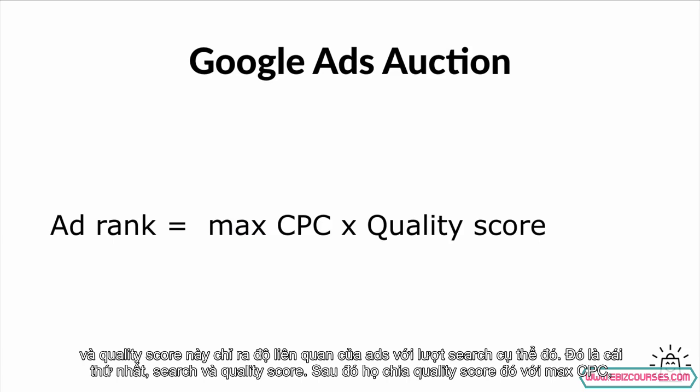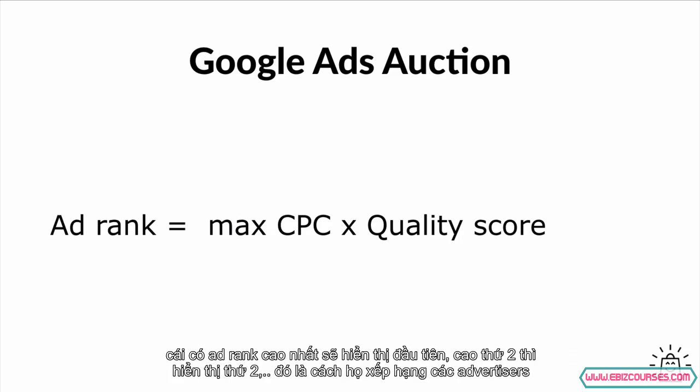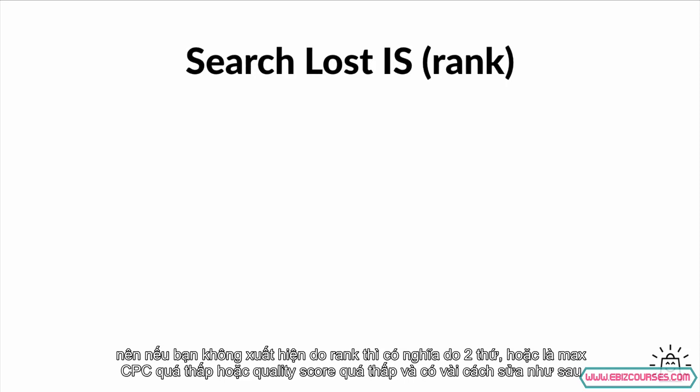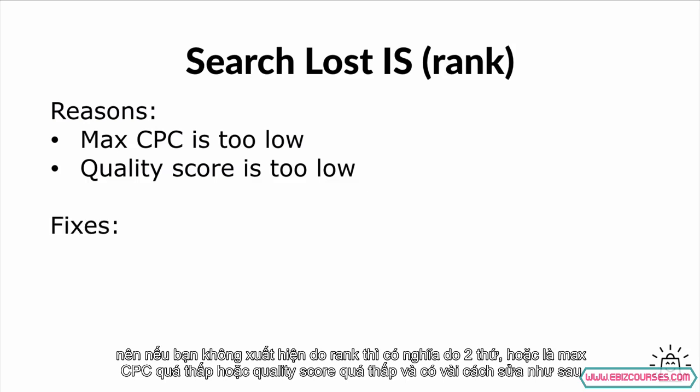Then they multiply that quality score with the max CPC, the maximum amount that you're willing to pay per click. That results in the ad rank. They do this for every advertiser and then rank all of the advertisers based on this ad rank. The one with the highest ad rank will show first, the second highest will show second, etc. That way they rank all of the different advertisers. So if you don't show up because of rank, it means two things: either your max CPC is too low, or your quality score is too low. And there are a couple of fixes for that.